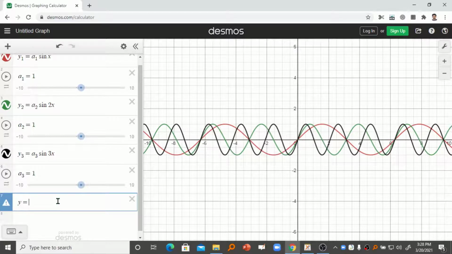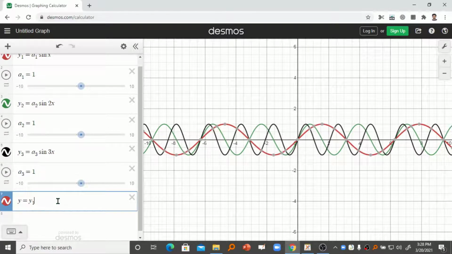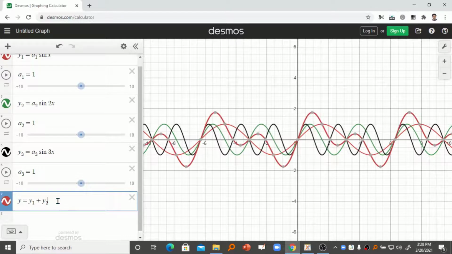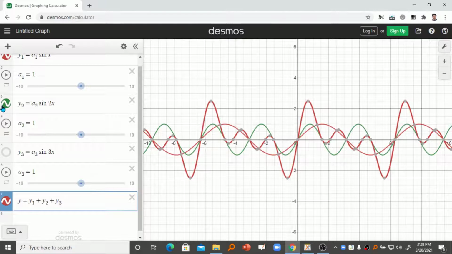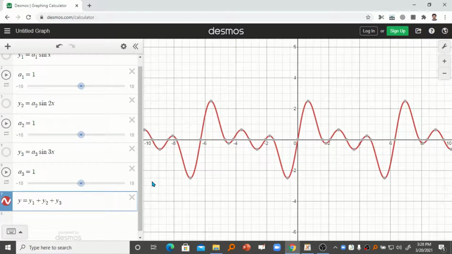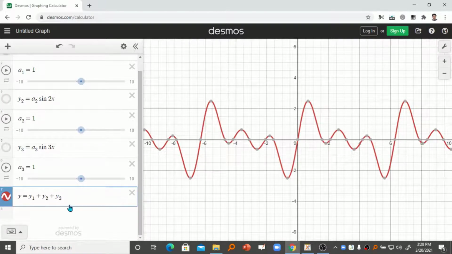So y is equal to y1 plus y2 plus y3, right? So I'm going to add. Let us remove all the other signals to avoid confusion. You can see that when I add y is equal to y1 plus y2 plus y3, I am getting a new signal. I am representing a new signal as a linear combination of a1 sin x plus a2 sin 2x plus a3 sin 3x. By adding the different sine functions, I am creating a new signal.